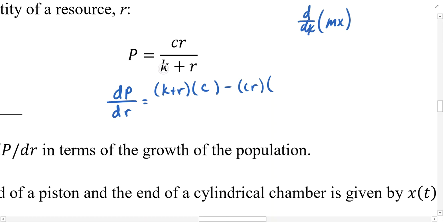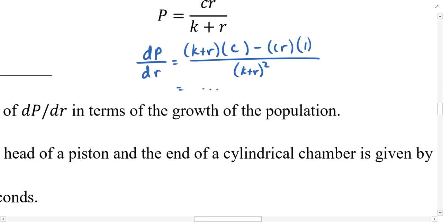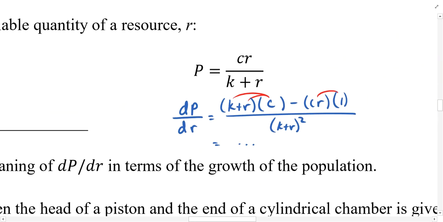The derivative of a plain number is 0, plus the derivative of a single variable, just like the d/dx of x, we would say the derivative here is 1. And that numerator is divided by (k plus r) squared. On the test, that would be good as an answer, but for this homework, since you've got the time, I think it would be good to distribute and combine like terms. But once you have that derivative, Part B is really asking about the meaning of that derivative.